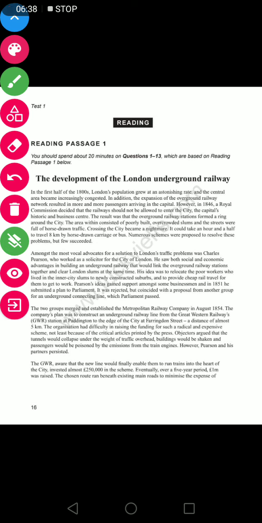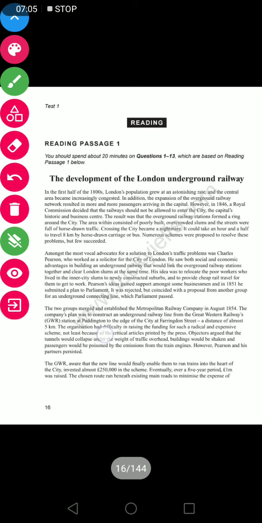Now we have to check our location from the third passage. The two groups merged and established a Metropolitan Railway Company in August 1854. The company's plan was to construct an underground railway line, next, a distance of almost 5 kilometers. The organization had difficulty. Students, in the fill in the blanks statement they use the word problem, and in the passage, they used difficulty.